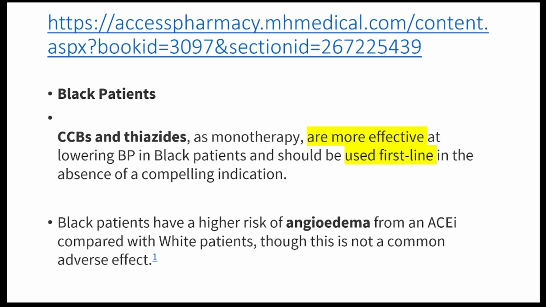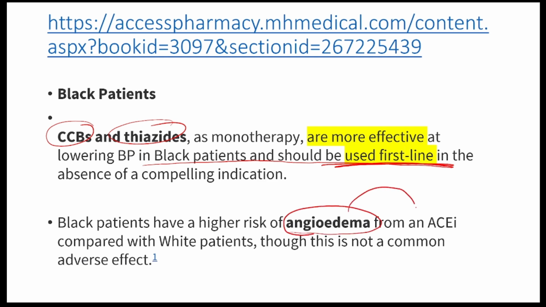Okay, so this is taken from the reference here. What they said is that in black patients, CCB and thiazide as monotherapy are more effective. So CCB is one option, thiazide another option, more effective at lowering blood pressure in black patients and should be used as first-line therapy. Black patients have a higher risk of angioedema, so please be careful when you prescribe an ACE inhibitor, because there is increased risk of angioedema compared with white patients, and the angioedema could be life-threatening.